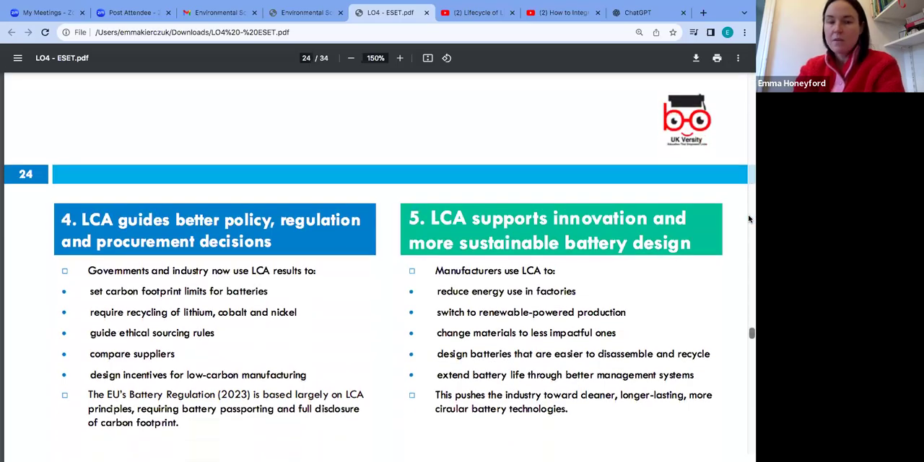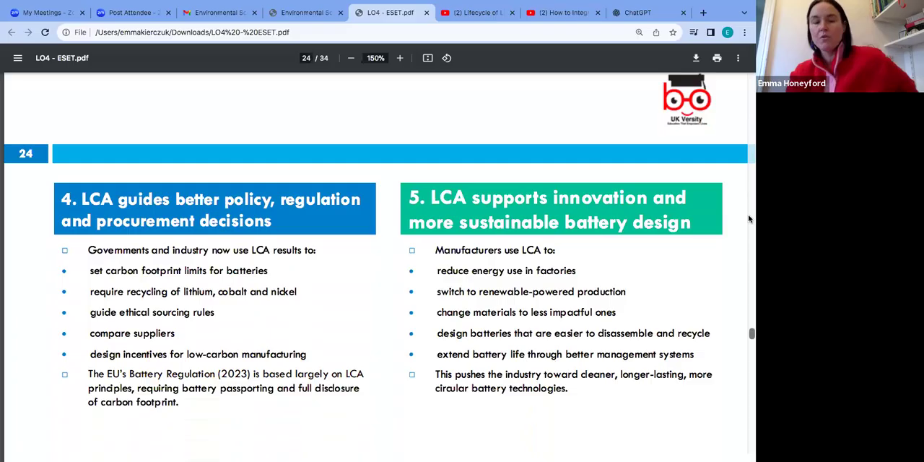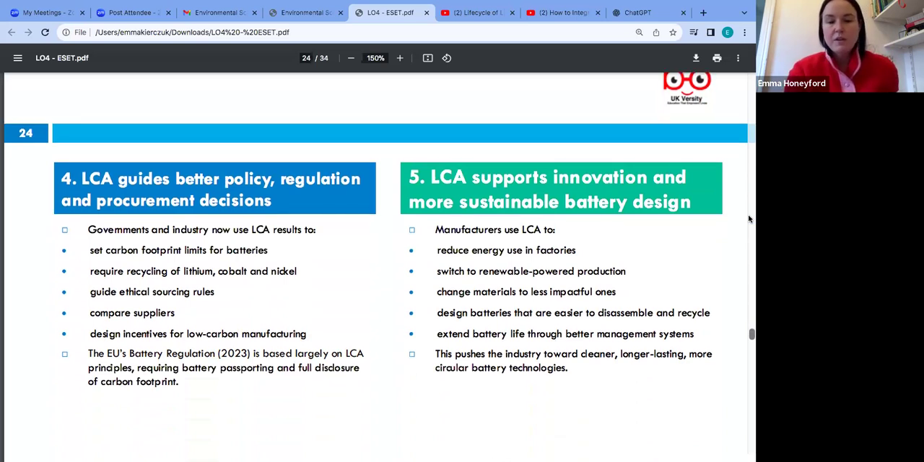So LCA guides better policy, regulation and procurement decisions. Governments and industry now use LCA results to set carbon footprint limits for batteries. And then we have the EU's battery regulation, just something to be aware of there. It was brought in in 2023, based largely around the LCA principles, requiring battery passporting and full disclosure of carbon footprint. And LCA supports innovation and more sustainable battery design.